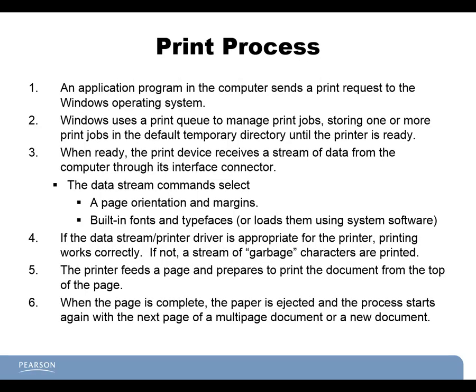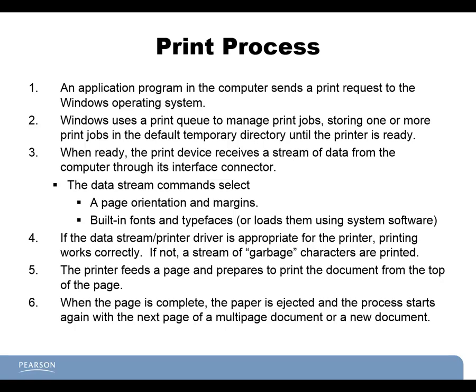So the process that happens when you print something is that the application sends a print request to the operating system. The operating system then is going to use a print queue to manage the print jobs, storing them in order in some sort of default directory or temporary directory until they're ready to be printed. When ready, the print device will receive the data from the computer through whatever interface, be it parallel, USB, or through the internet. The data stream will have commands that set the page orientation, the margins. If it's a laser printer with built-in fonts, they'll have codes to tell it what fonts to use.